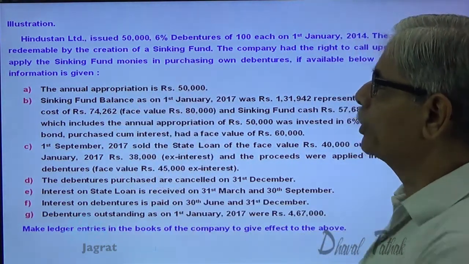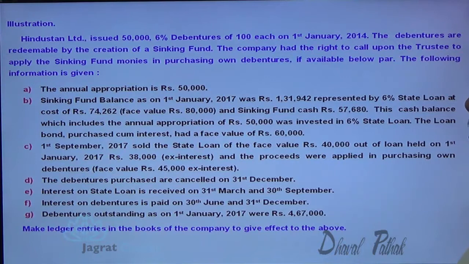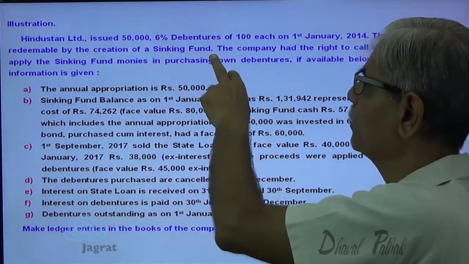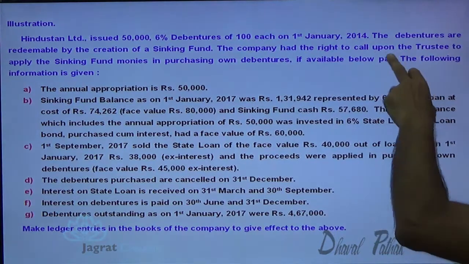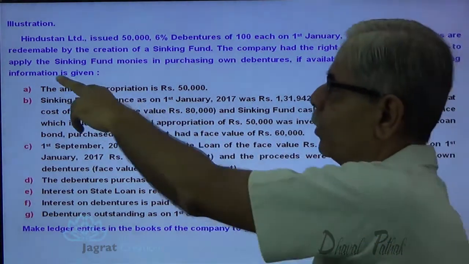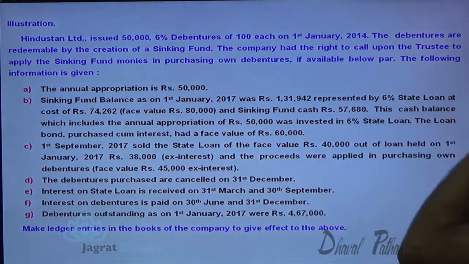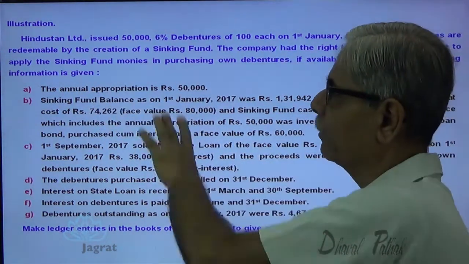Hindustan Limited issued 50,000 6% debentures of ₹100 each on 1st of January 2014. The debentures are redeemable by creation of sinking fund. Company has a right to call upon trustee to apply the sinking fund money to purchase own debentures if available below par. The following information is available.